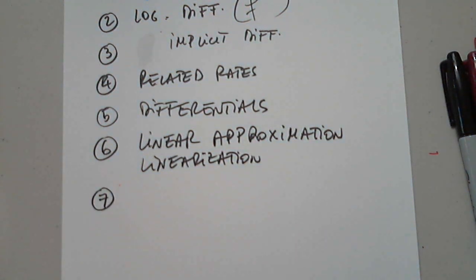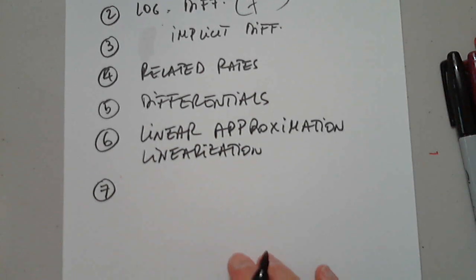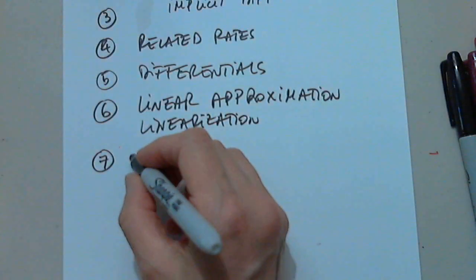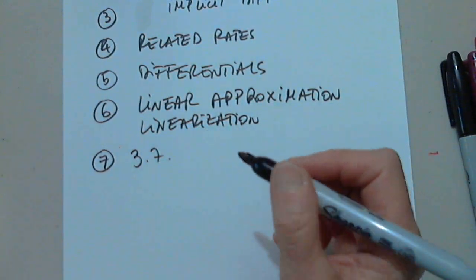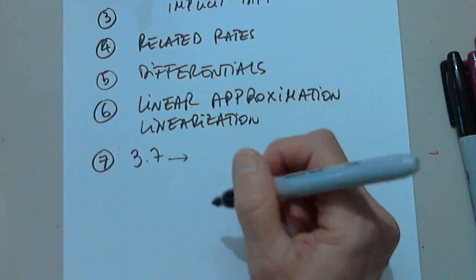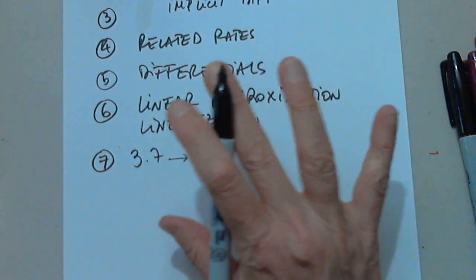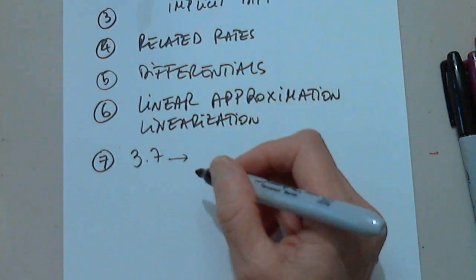7. I'm browsing through the book. I don't think there's anything else. I don't think we did anything else. Okay, the exponentials. Oh, yeah. The word problems in section 3.7. So only what we discussed in class, nothing else, no other topics.